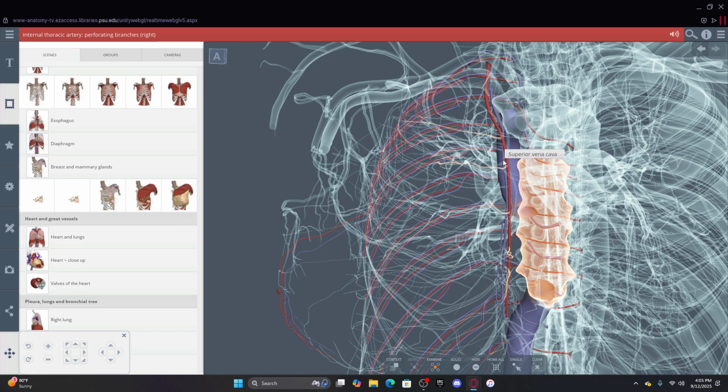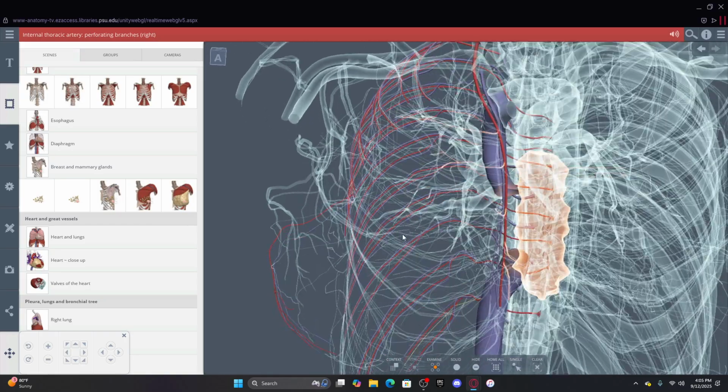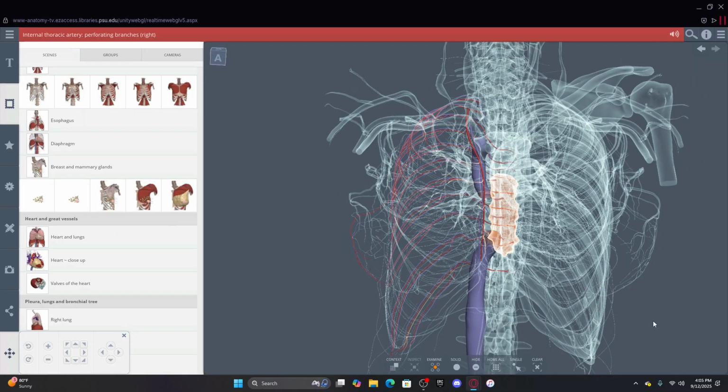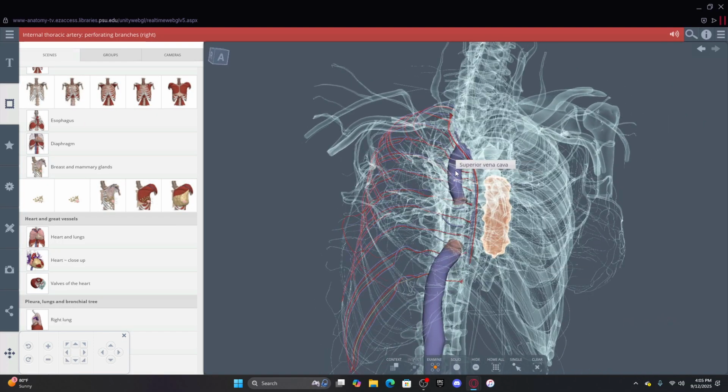Remember, these are bilateral structures. So you're going to see the intercostal vein, artery, and nerve on both sides. You're going to see the internal thoracic artery and vein on both sides as well. They're going to have these sets of structures on the left as well. But you're not going to have two superior and inferior vena cavas. There's only one, so one superior and one inferior vena cava, one aorta.